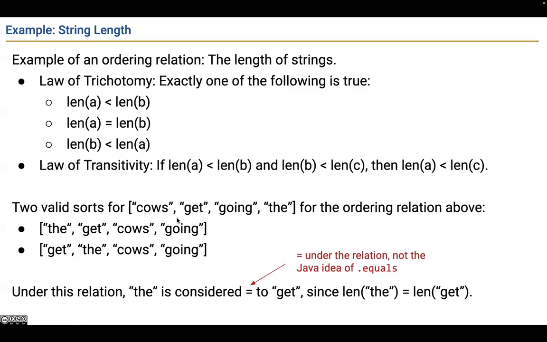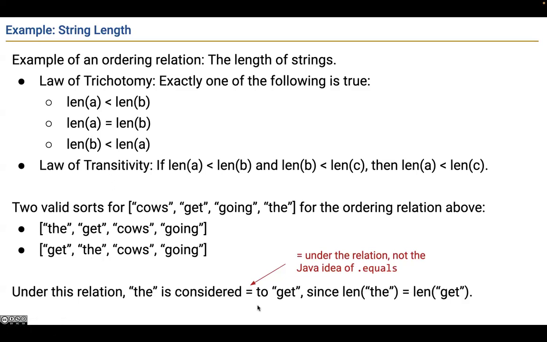But there are other ordering relations out there. So maybe I don't want to sort this by alphabetical order of the words. I want to sort it by the length of the words. So that would be a different ordering relation I can use. And if I want to sort by the length of the words, so the shortest words are first, longest words are last, it turns out there's actually two valid orderings. I could say the, get, cows, going, or I could say get, the, cows, going. Why are there two? Because there's a tie. Both of these have the same length.